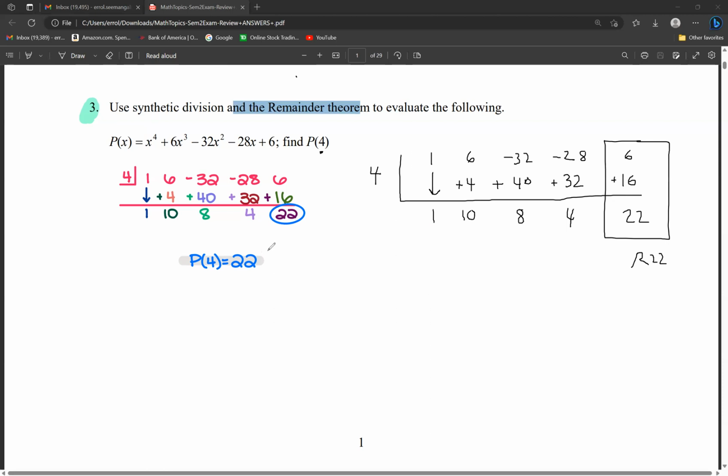P4 does equal 22, that's true. We're going to show that next. But what does this mean? What do these mean? Those are the coefficients. So tell me what to write in terms of the answer, the terms.